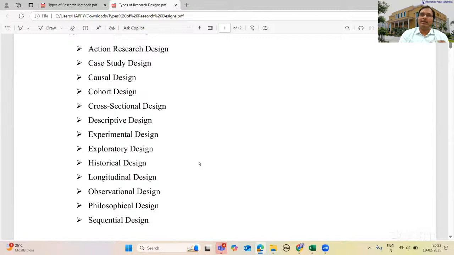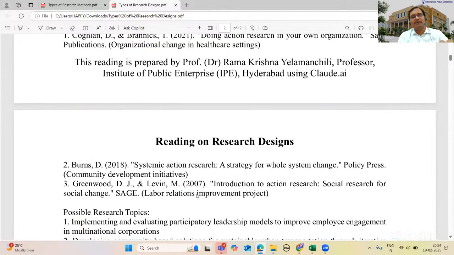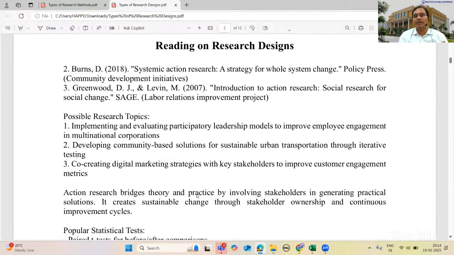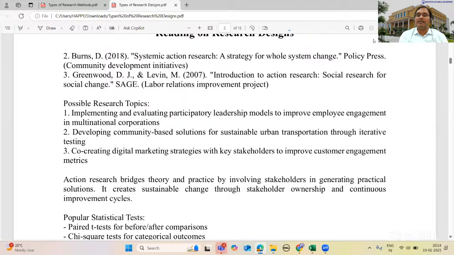So if you're trying to know how people are working or what factors are influencing them, in all such cases we can. Among these, you have to choose one. And here, as I shared, for each and every topic there are possible researches which have already been conducted, to give you an example of what kind of research has happened, and then what possible research topics we can go for. Here I'm giving an example in action research: co-creating digital marketing strategies with key stakeholders to improve customer engagement. This is one action research design.